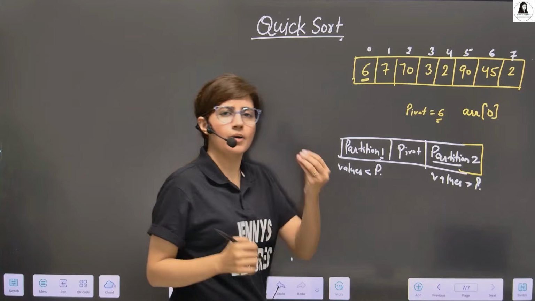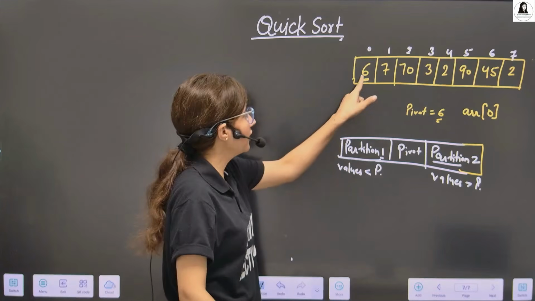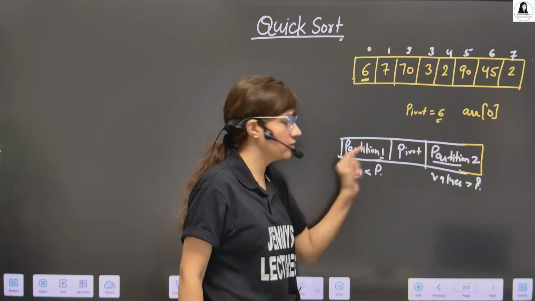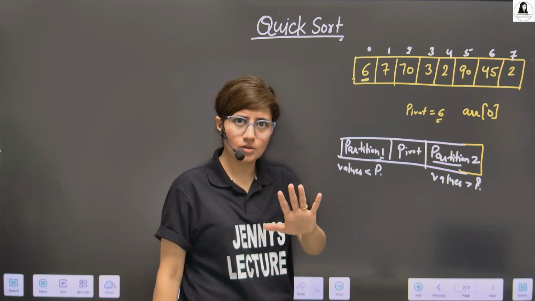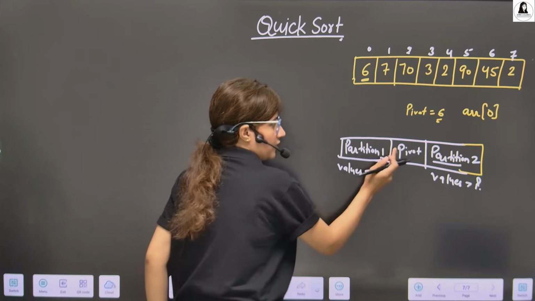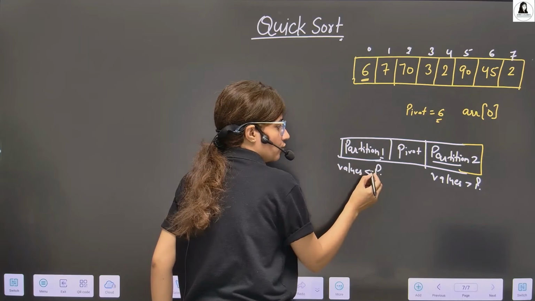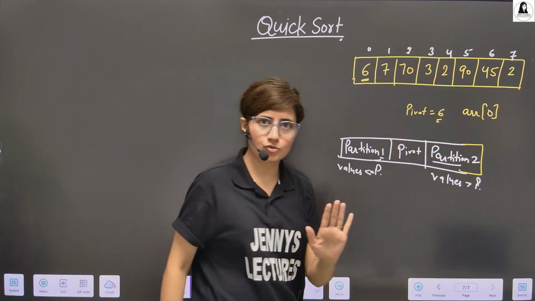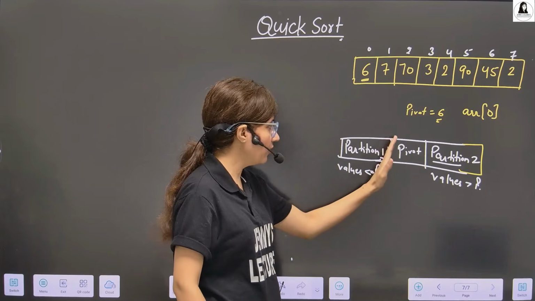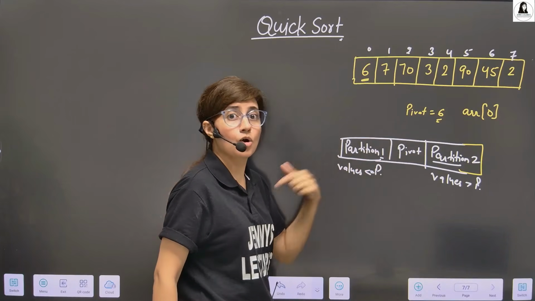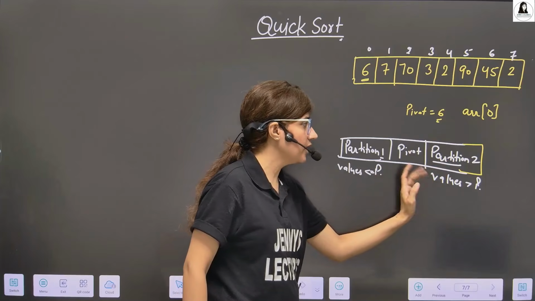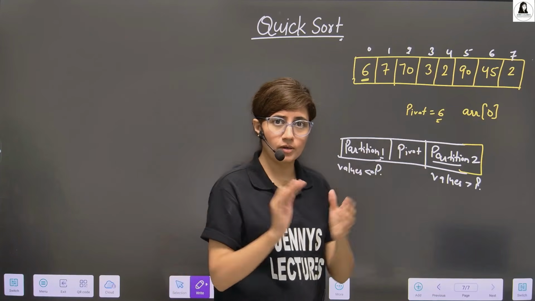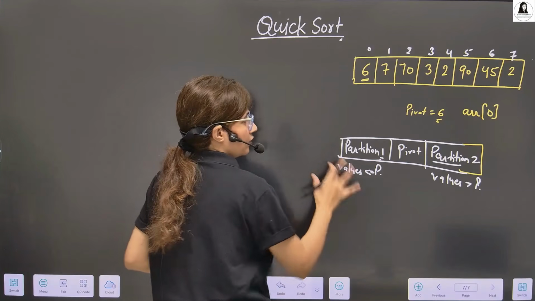Okay, that is fine. But what if values are equal to the pivot? If I have one more 6 here, which side will you put it on? It depends on how you apply the logic. I prefer to place all the values less than or equal to the pivot on this side, and greater than the pivot on this side. But it's up to you. Maybe you can put all the values less than the pivot on this side, and the values greater than or equal to the pivot on the right side. Either way you can write it. So this is how we do it.